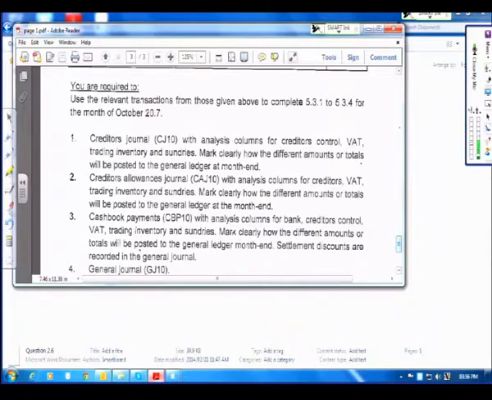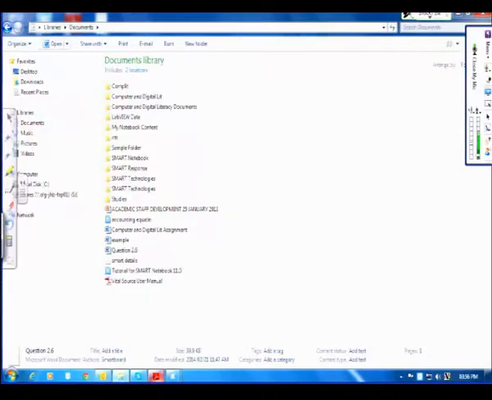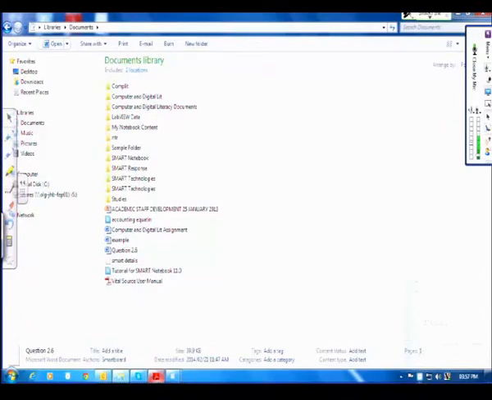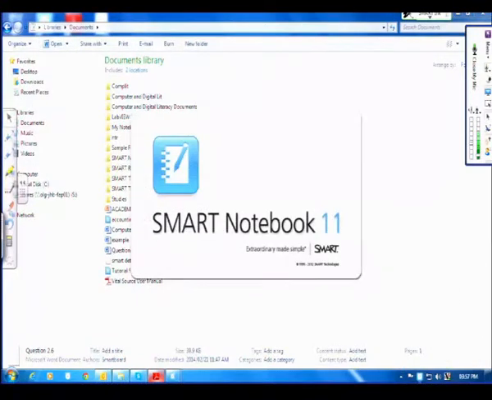So they say we have creditors control, VAT, trading account. So let's open our book here. So we just need to open the document that we can use to write. So I'm just going to go up here, and then I'm going to open my notebook.